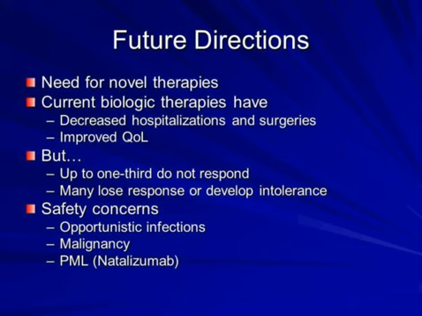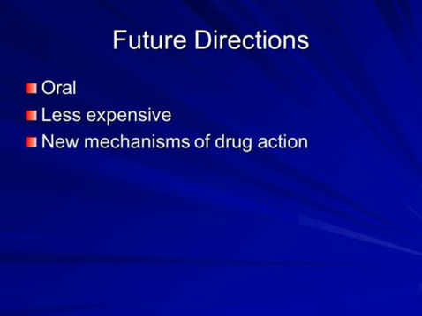Although medications for the treatment of Crohn's have come a long way, as you saw from that historical perspective, there is a definite need for new therapies. Current biologics have been good. They have decreased hospitalizations and surgeries and improved quality of life, but not everybody responds, and there are safety concerns with these medications. I think an oral biologic would be nice. Less expensive medications are certainly needed, and our armamentarium will surely expand as medications with new mechanisms of drug action are developed in the near future, hopefully.